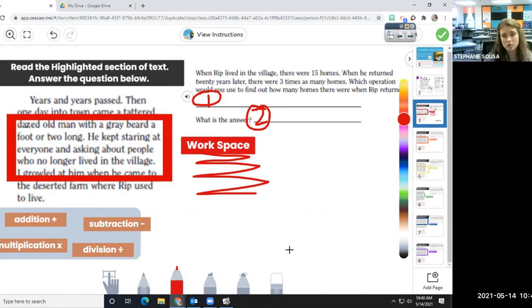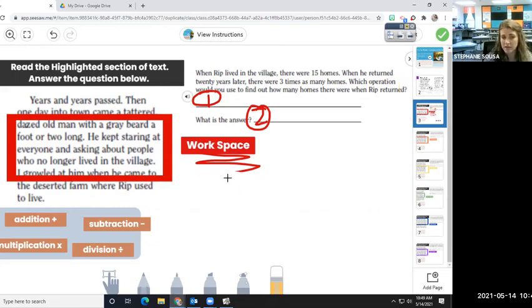I don't care what strategy you use. Draw pictures, write the equation, make a fact family. I don't care, but you have to show work of some kind. Okay? Any questions on those expectations?